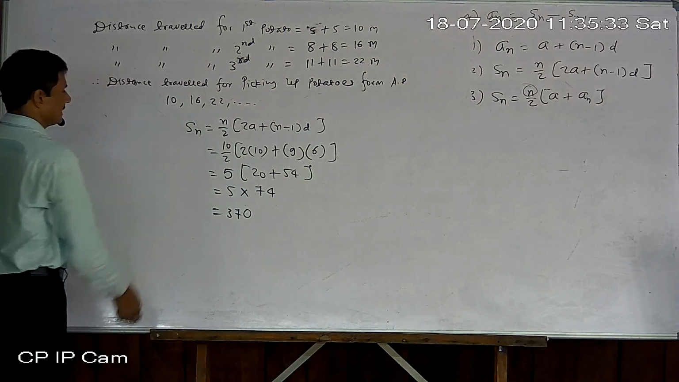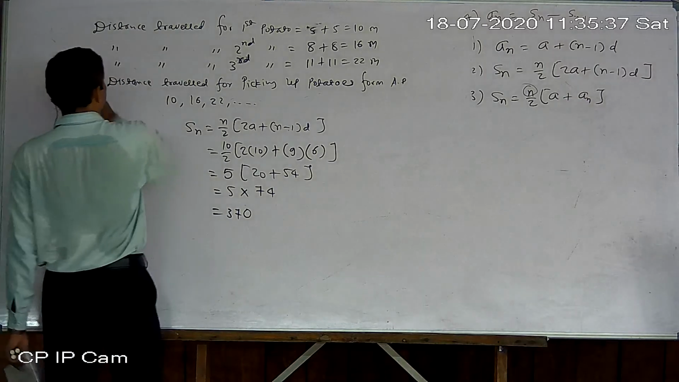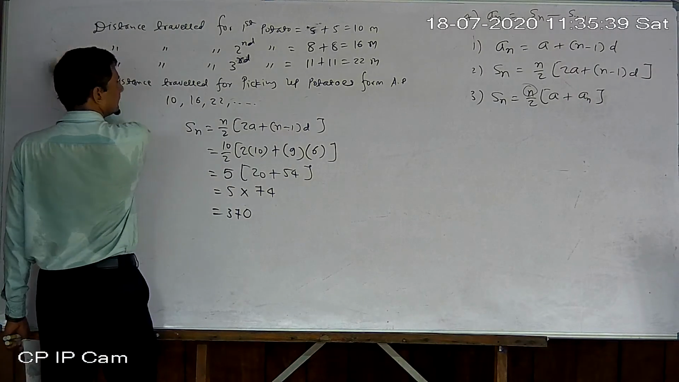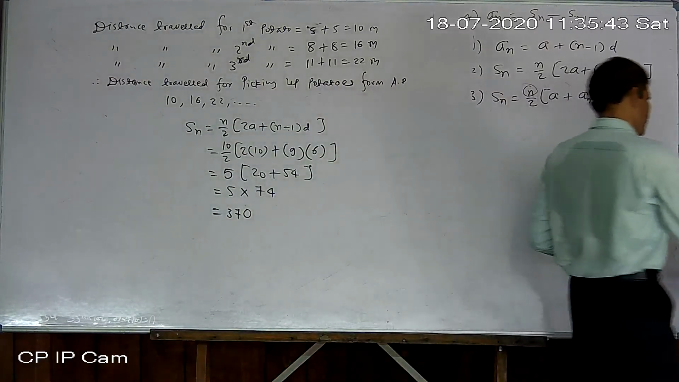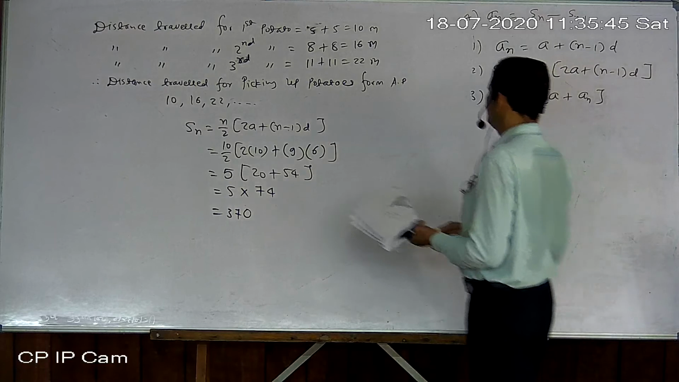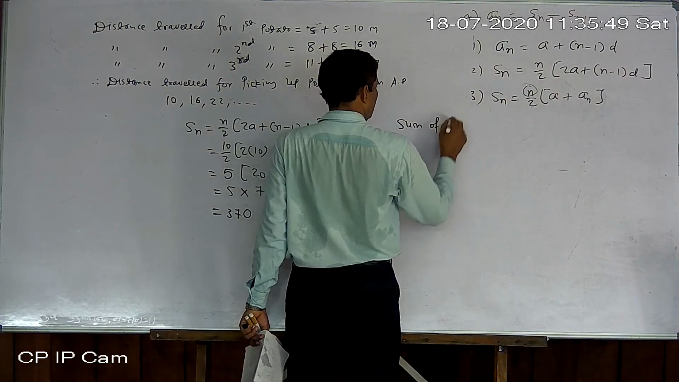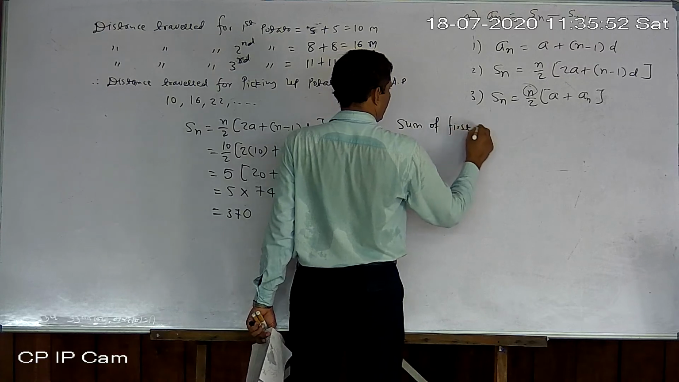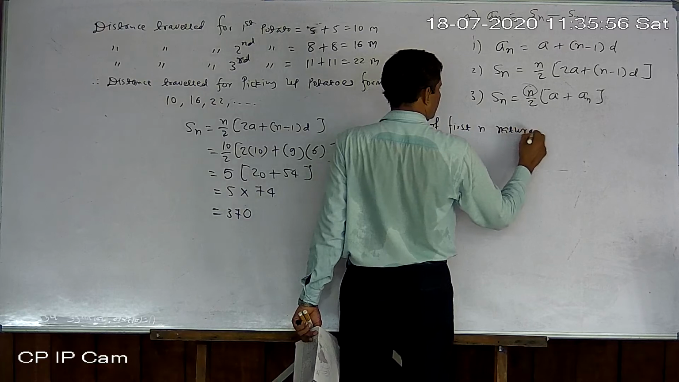Okay, this was the last number, question number 20. I just forgot to write the question number here. Okay, now the sum of the first n positive integers, or n natural numbers.